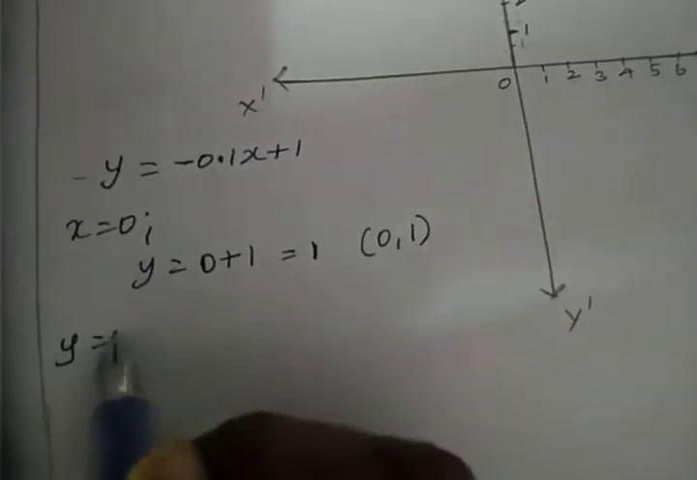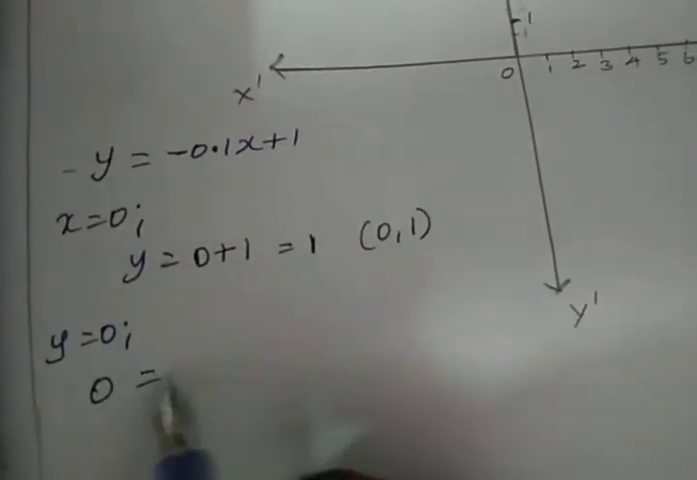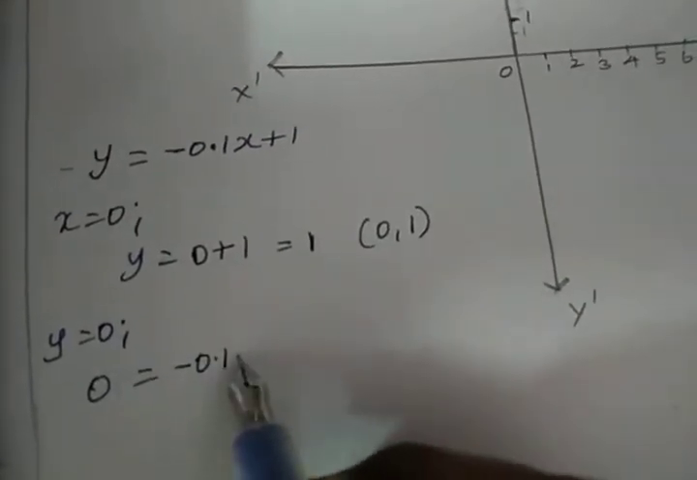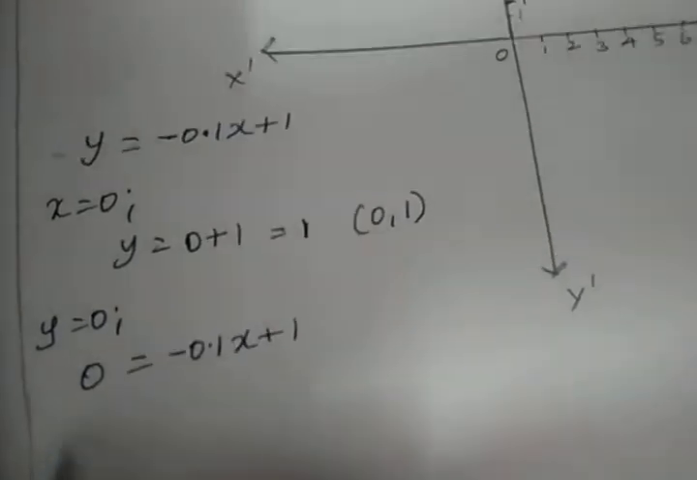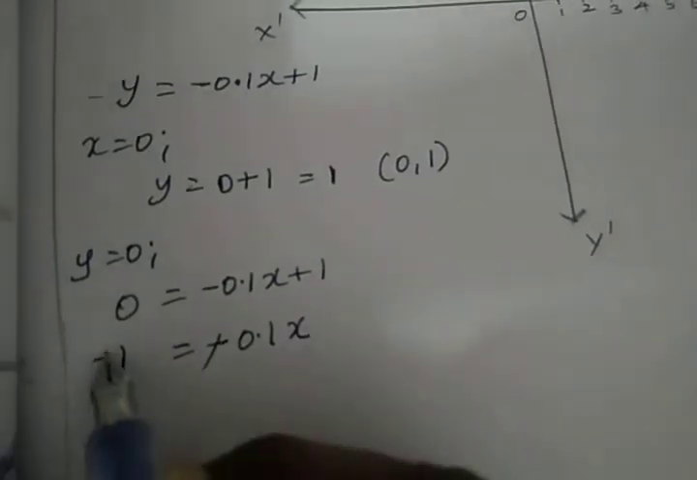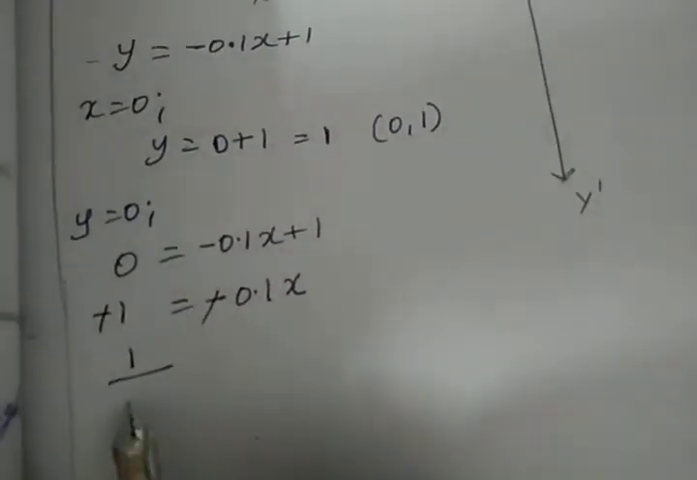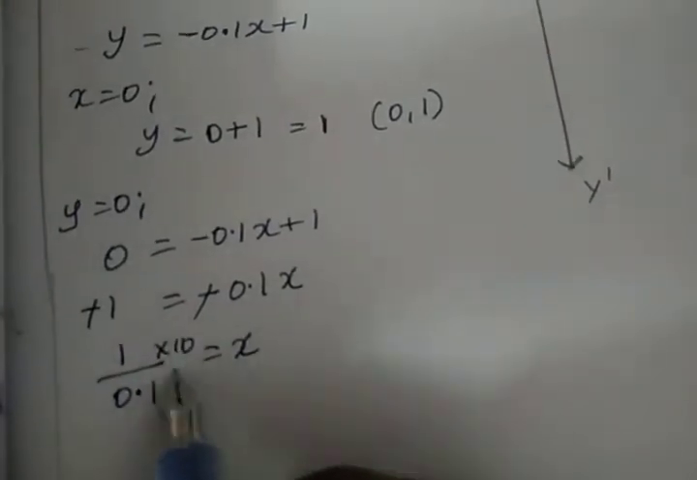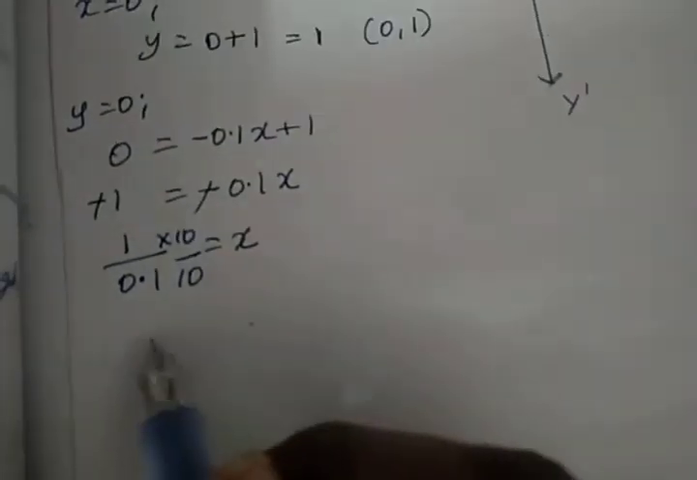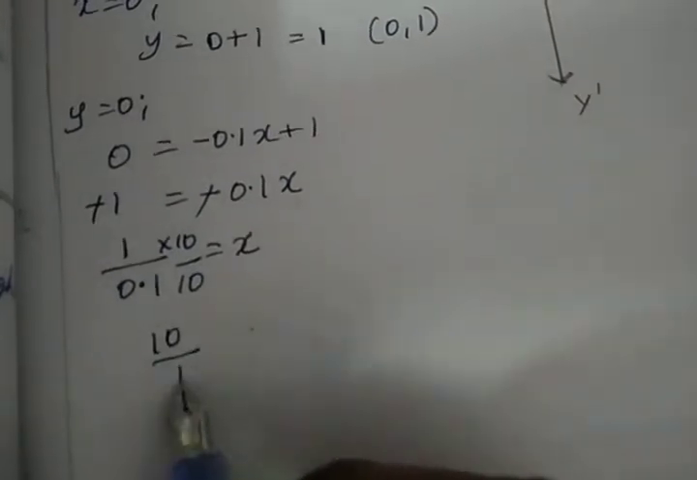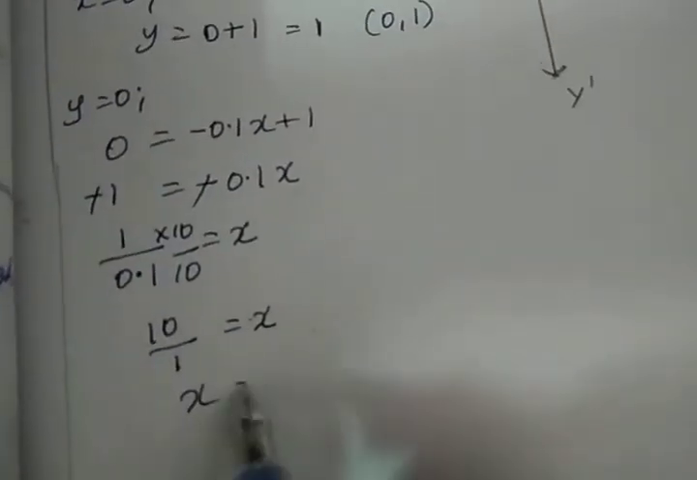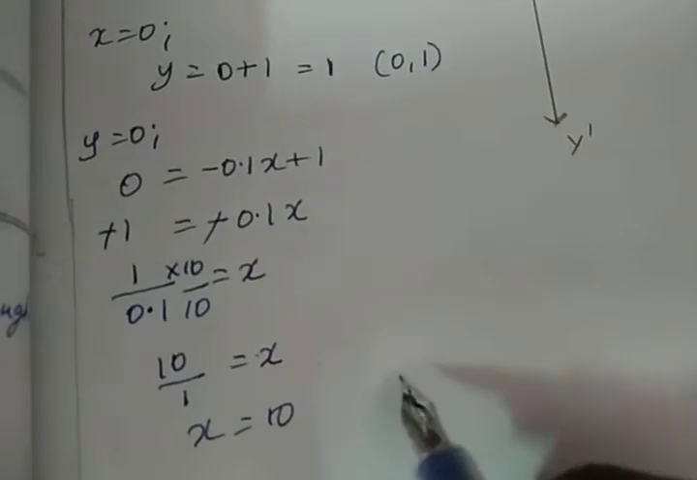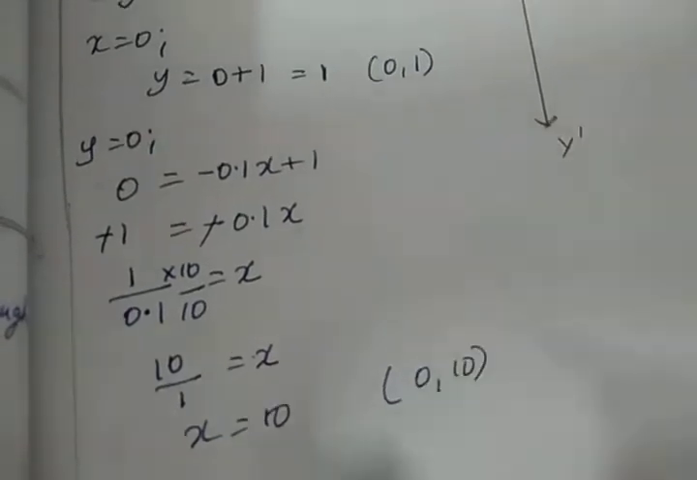Substitute y is equal to 0. So 0 is equal to minus 0.1x plus 1. When plus 1 comes to the other side, it becomes minus 1 is equal to minus 0.1x. Minus and minus will get cancelled. 1 divided by 0.1 is equal to x. In order to take out the decimal, multiply and divide by 10. So 10 divided by 1 is equal to x. X is equal to 10. So the coordinate will be 10, 0.